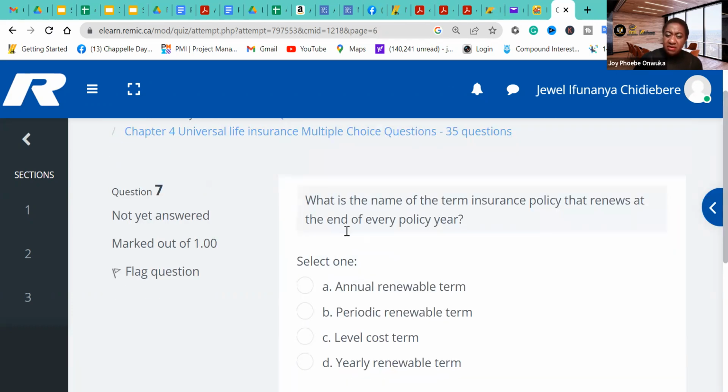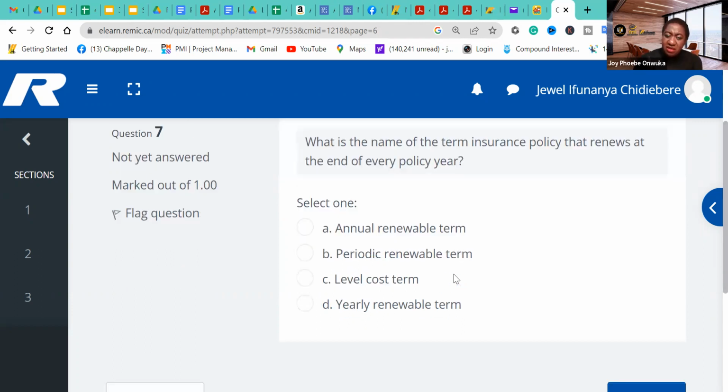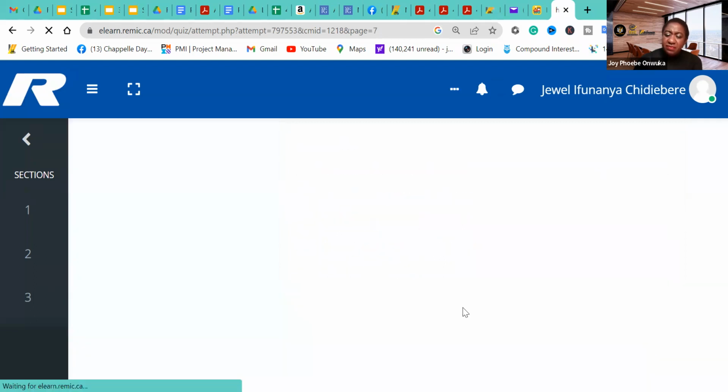Question 7. What is the name of the term insurance policy that renews at the end of every policy year? Annual renewable term, no. Periodic renewable term, no. Level cost of insurance, no. Yearly renewable term is yearly renewable term.